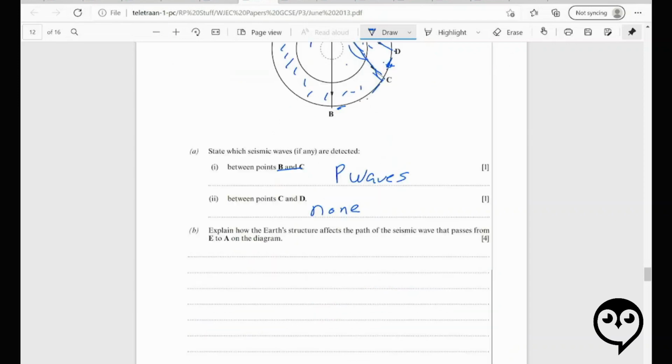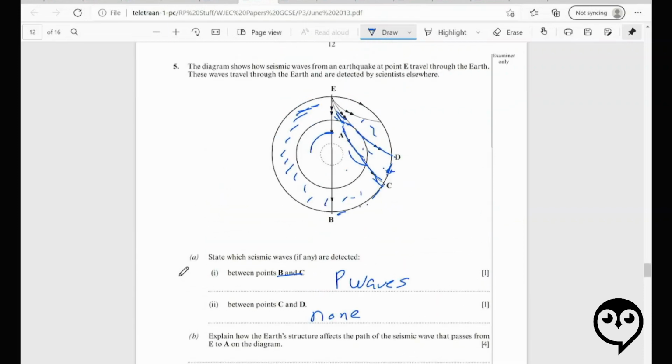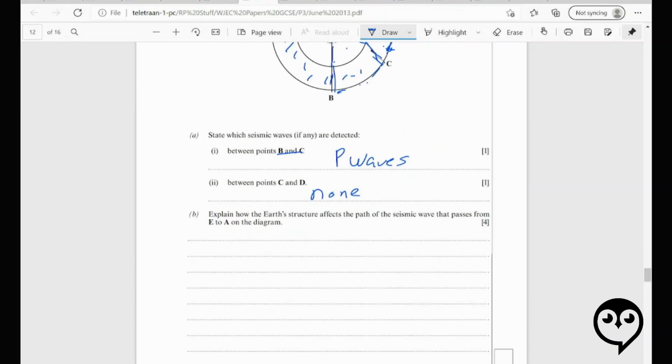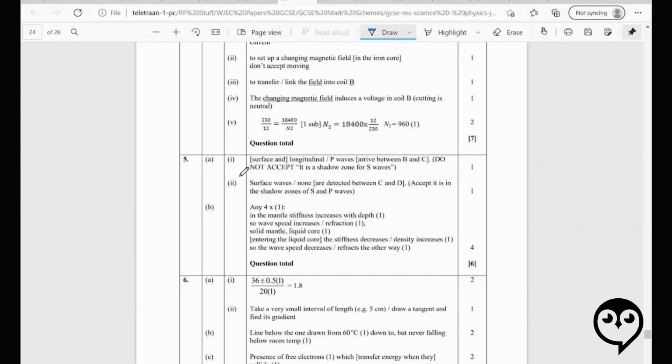Explain how the Earth's structure affects the path of the seismic wave that passes from E to A. Because this is solid, and it's going to go through a liquid, and then a solid core, and then through the liquid core, and then back through the solid mantle. So I'm not sure what they're looking for on this one here. It's going to be going between solid, liquid, solid, liquid, solid. It's alternating. How would they want you to answer that for 4 marks? So it's not a full-on written question.